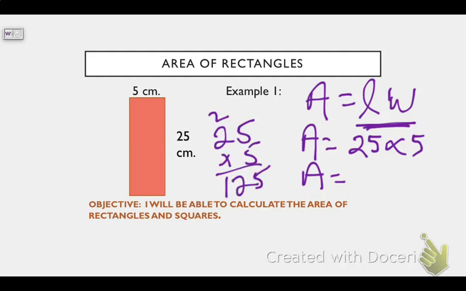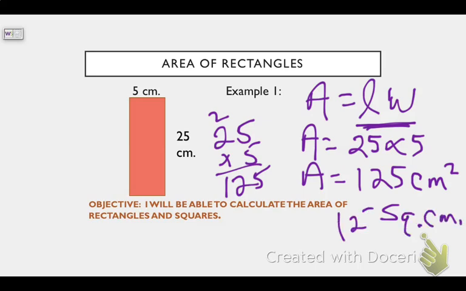125. Now remember, when you find the area, it is a 2D shape, so we call it square. We want to know how many square centimeters we can stick inside of that to cover it, and that's the way we write it. Or you can write it as square, abbreviated, centimeters. All right, 125 centimeters square. There you are, ladies and gentlemen. That's how you do it.